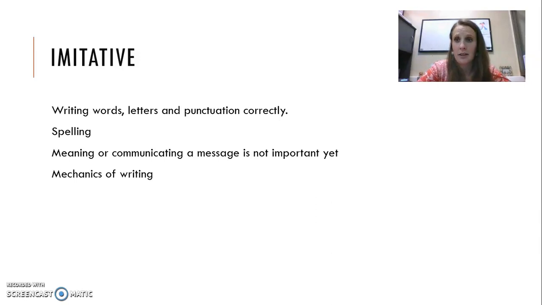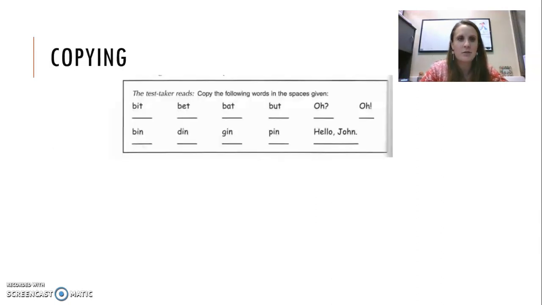We work at a letter level. So you might have them just practicing specific letters or completing words with the letters that are missing. Spelling tests would be an example of imitative writing. And in this part, meaning or communicating a message isn't really important. It's just the mechanics of writing. So I think these are things that we do in schools.